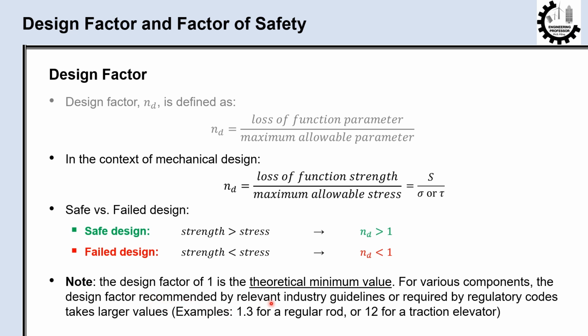For different components, different design factors are either recommended by relevant industry guidelines or mandated by regulatory codes. For example, the design factor for a rod in regular applications could be as small as 1.3, while for a traction elevator, a large design factor of 12 may be used due to the critical life and death nature of its application. Another important point about the design factor formula is that different design theories use various strength and stress in this formula. So while this formula is used in this lesson to demonstrate the concept of design factor, other important design theories are discussed in different lessons in this channel.